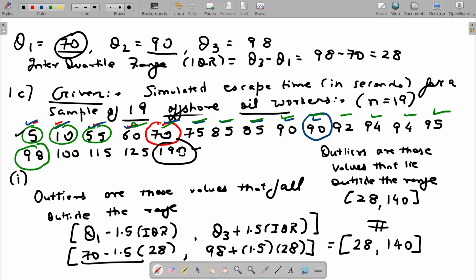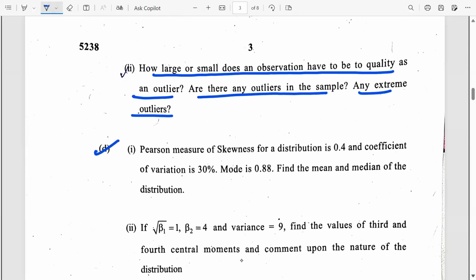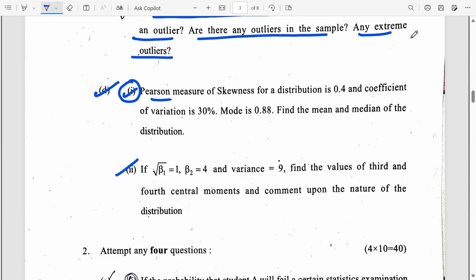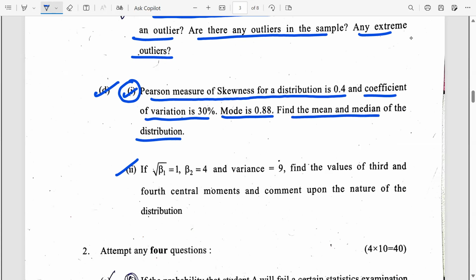And now, if we move forward, let's look at the next part of this question. Coming back to the question paper, let's look at question D. Question D further has two parts. Question D, part 1: the Karl Pearson's measure of skewness for a distribution is 0.4. Coefficient of variation is 30%. Mode is given to us as 0.88. We need to find the mean and the median of the distribution. So we are going to use the formula for the Karl Pearson's measure of skewness and the formula for coefficient of variation to find the mean and the median.